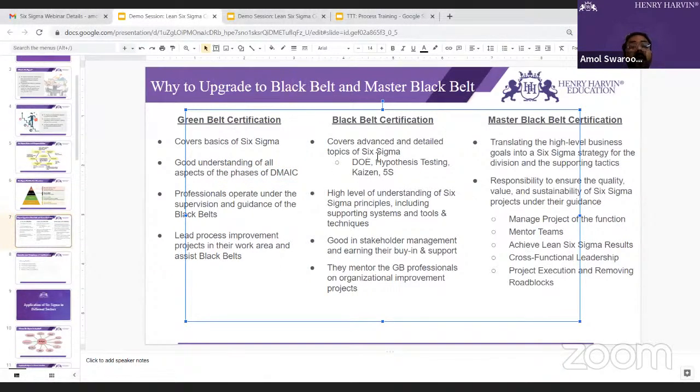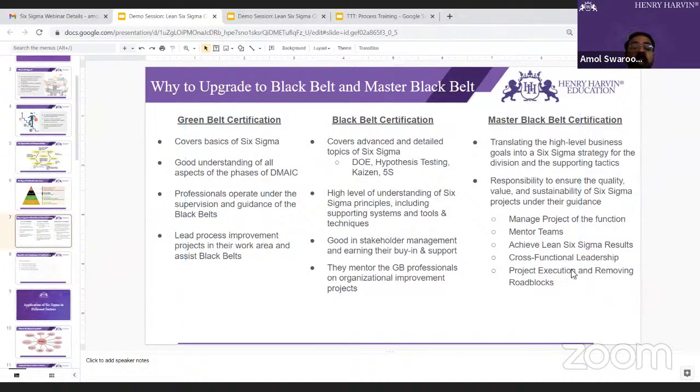Okay. When you reach black belt, you'll not only learn DMAIC, you'll also learn the concepts of DOE, hypothesis testing, Kaizen, 5S, all these things. Master black belt: when you gain years of experience as a black belt, you can opt for master black belt certification, which gives you the desired skills and the eligibility to handle big projects and mentor green belts and black belts.